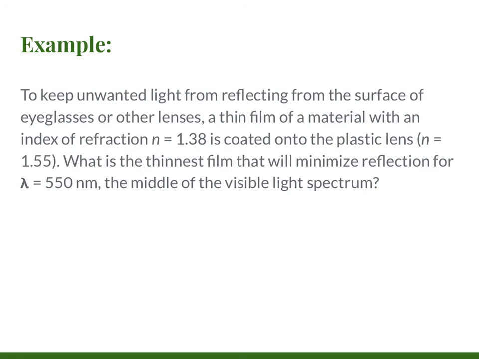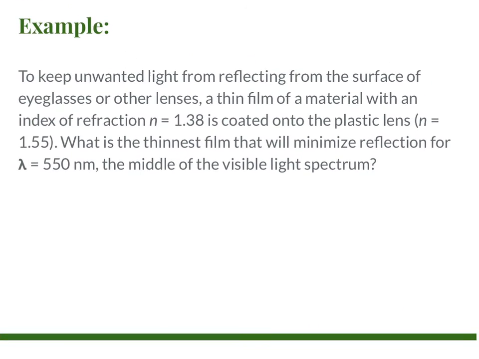All right, that was a lot of information, and we're going to take it and compile it here for this example. This example says to keep unwanted light from reflecting from the surface of eyeglasses or other lenses, a thin film of material with an index of refraction n equals 1.38 is coated onto the plastic lens, which has an index of refraction of 1.55. And the question is, what is the thinnest film that will minimize reflection for this specific wavelength, 550 nanometers, which is the middle of the visible light spectrum?